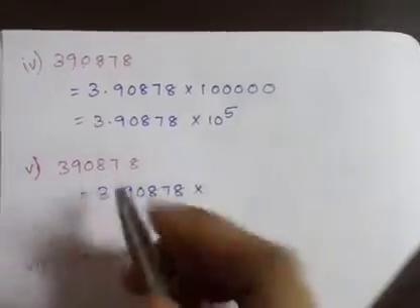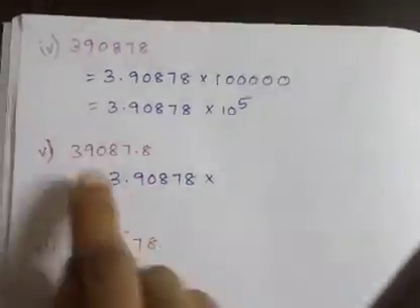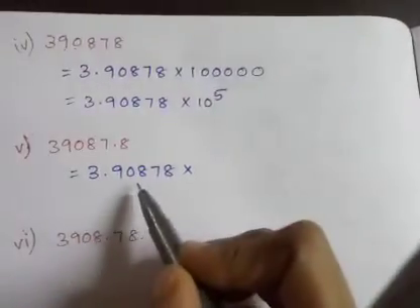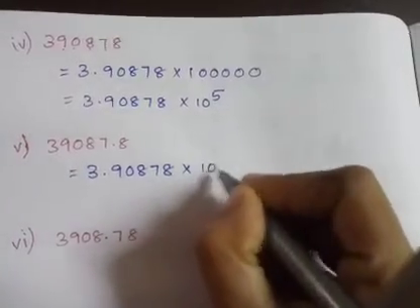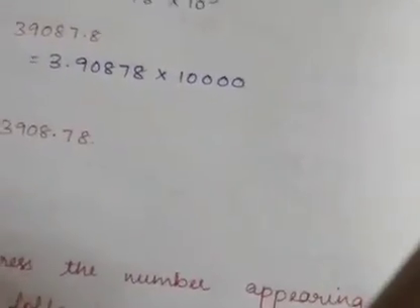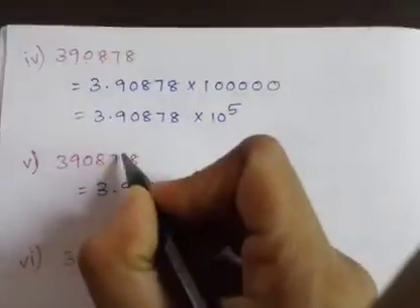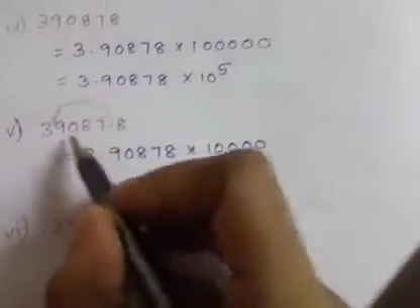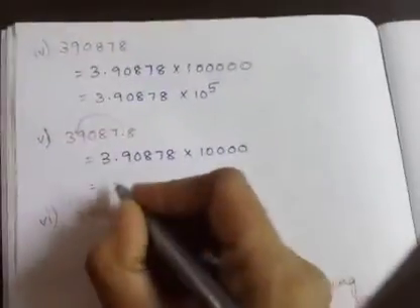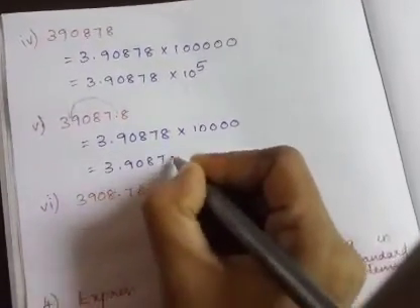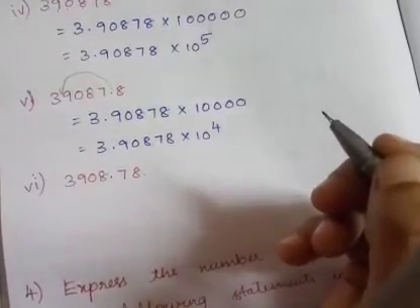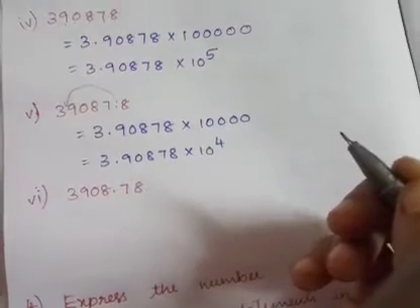Next, 3.90878 into, this decimal point is going here. How many digits is it shifting? 1 2 3 4. So 3.90878 into 10000. 4 zeros you will write. You should not write 5 zeros, because this decimal point is going here. So how many digits are between? 4 zeros. So how will you write? 3.90878 into 10 power 4. Okay.